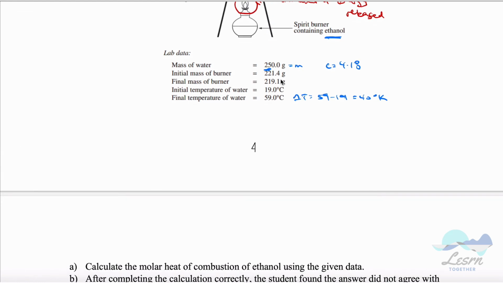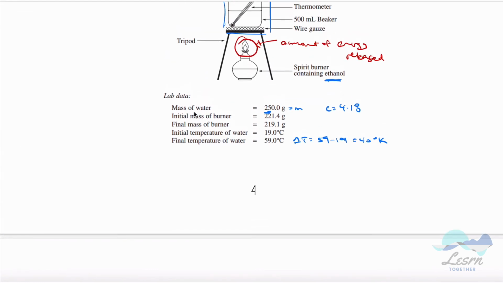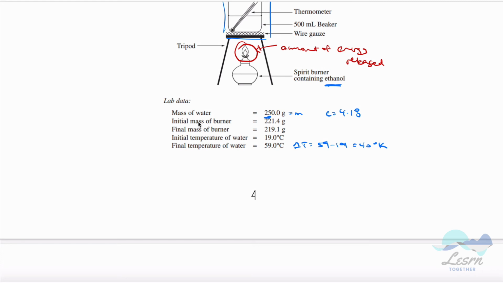Well, we come back up here, and you look at the mass of the ethanol that you used, and that would be the initial mass minus the final mass. So the mass of ethanol is equal to the difference between these two, which, if you plug it into your calculator, is 2.3 grams. It's going to be 221.4 minus 219.1. So you're going to use 2.3 grams of ethanol.